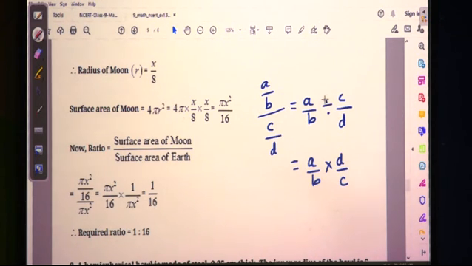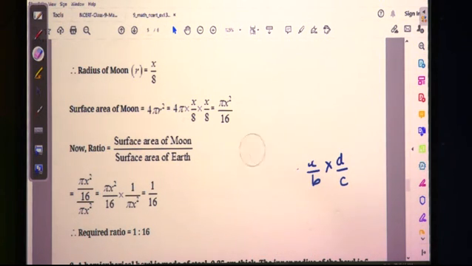Why? Because we have converted division into multiplication. Now, what happens further? We can do the calculation. Now, let us see the same thing for this calculation.